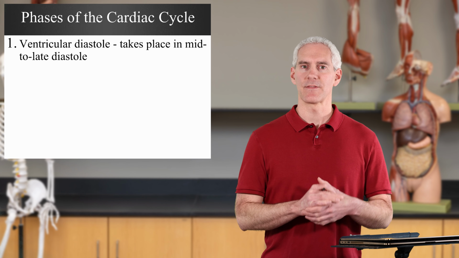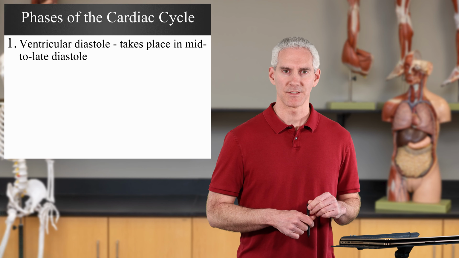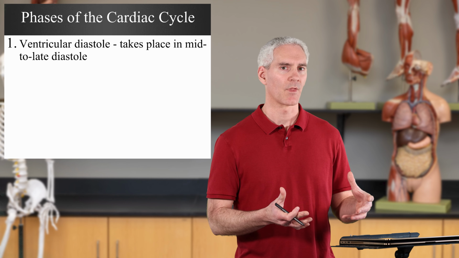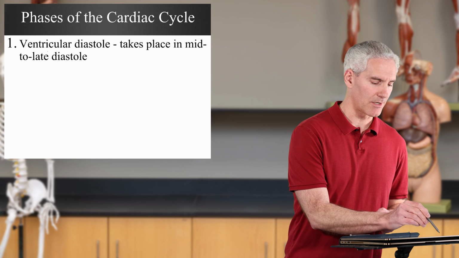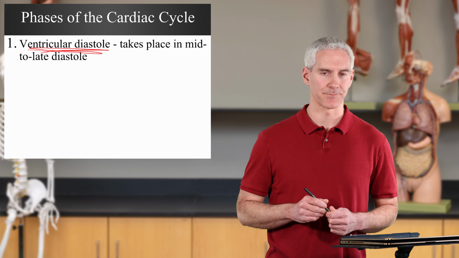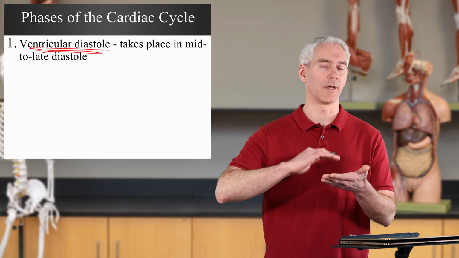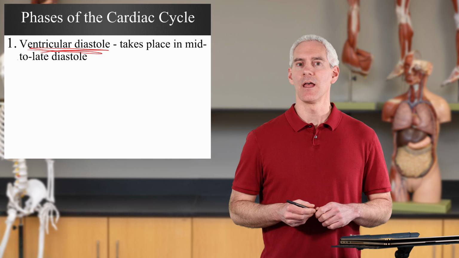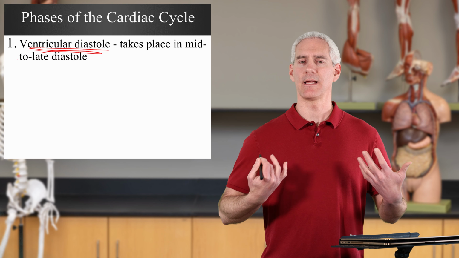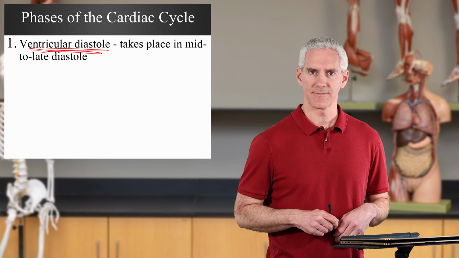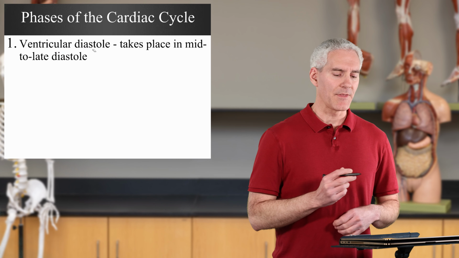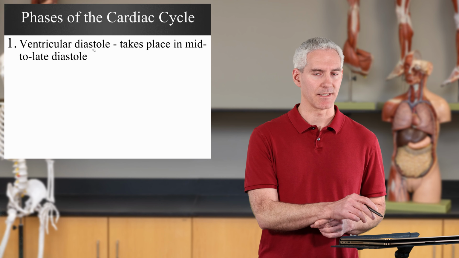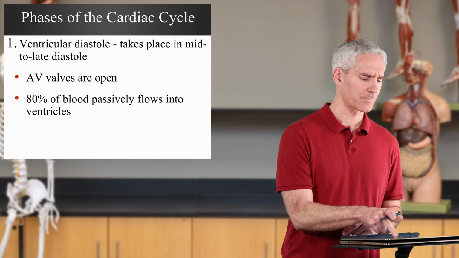So let's go back through the phases of the cardiac cycle, just to make sure we're all on the same page here. The first thing we're talking about is ventricular diastole. Remember, this whole area was ventricular diastole, relaxation. At this point, the ventricles are simply relaxed, they're open, blood's flowing in from the atria. Now this is during mid to late diastole, not early. We'll get to that in a second.